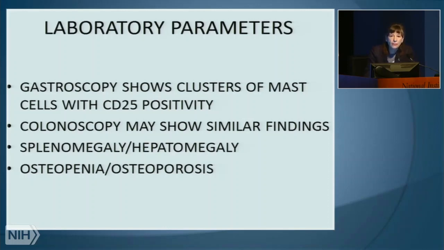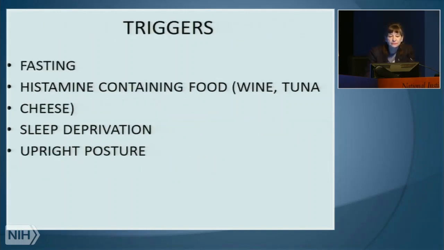There are some mast cells present in normal gastric mucosa. However, the number of mast cells per high power field in the lamina propria is increased in mast cell involvement of the gut that's clinically significant. Colonoscopy may show similar findings. However, I haven't investigated the colon biopsies. In some cases, you may see splenomegaly, hepatomegaly, osteopenia, osteoporosis.